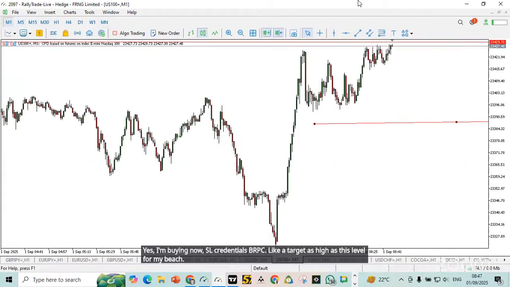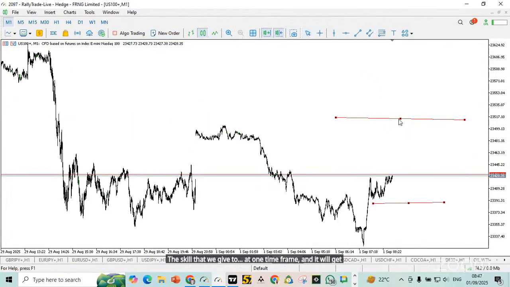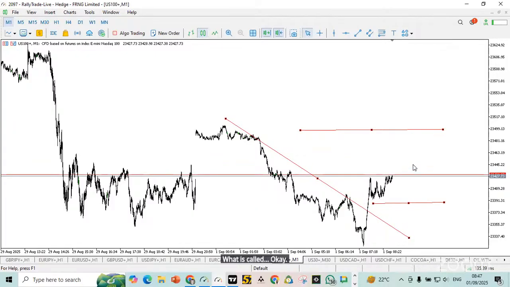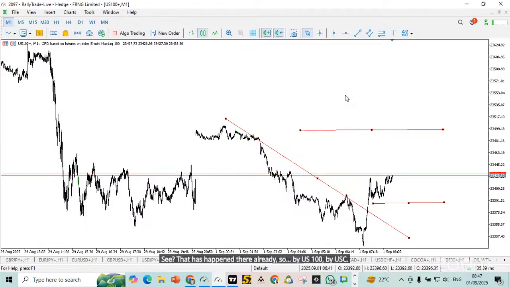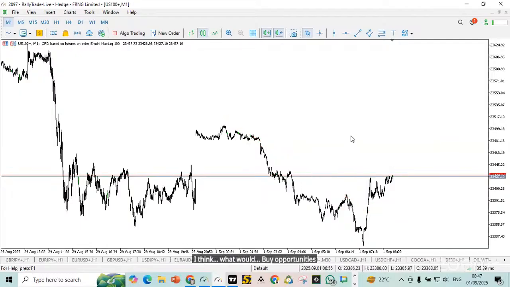I scale down again to the M1 time frame, and if we get a shorter entry, here will be my target level, then here will be my sell. Why? Because I can see what is called change of character. There's something called change of character that has happened here already. So my US 100, my US 30, for today, based on technicals, based on what we can see and not what we think, we would be scaling in the buy opportunities in this instrument, right?